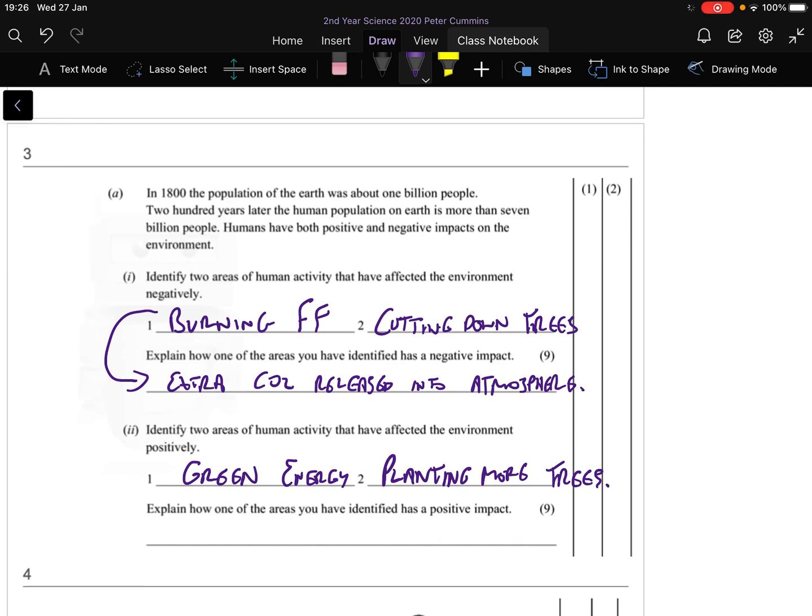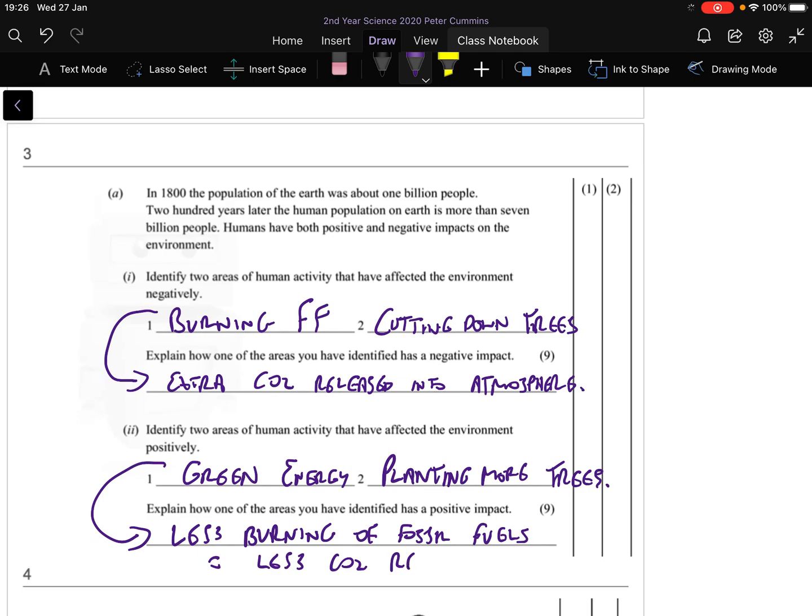Explain how one of the areas identified has a positive impact. Okay, so if we take the green energy one, green energy means less burning of fossil fuels, which means less CO2 released.